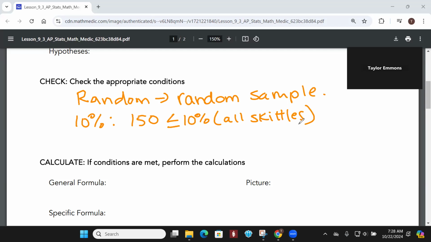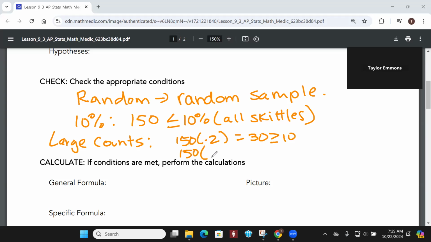Otherwise, y'all would have to regurgitate every Skittle. That would be kind of gross. Okay, and then large counts. We got 150 times 0.2, which is equal to 30, which is greater than or equal to 10. And then we got 150 times 1 minus 0.2, which is 0.8, which is equal to 120, which is greater than or equal to 10. So then we can do an approximately normal distribution.